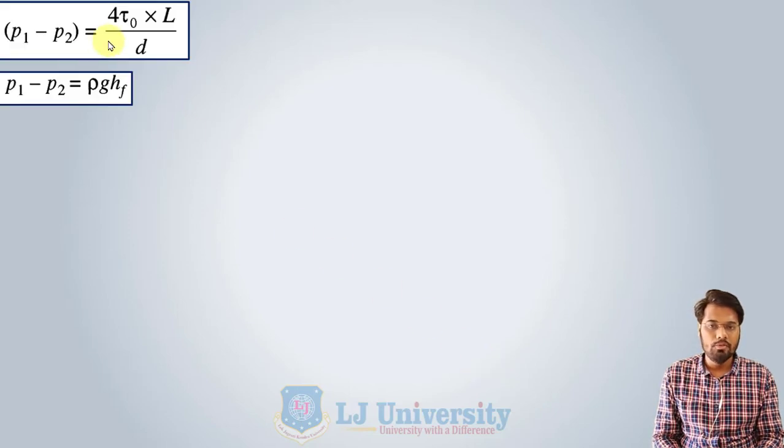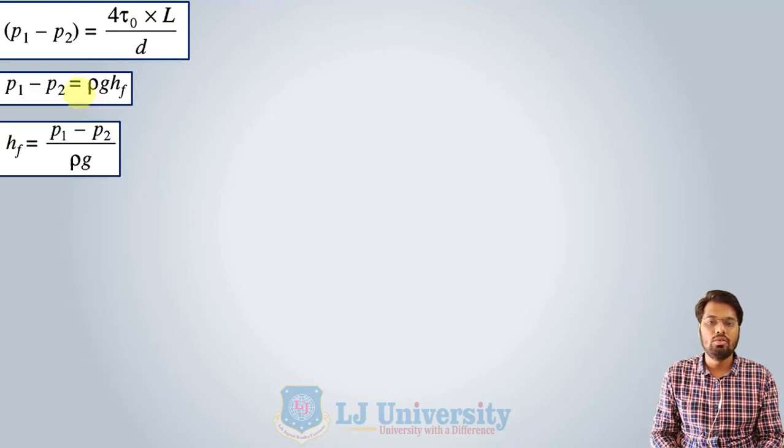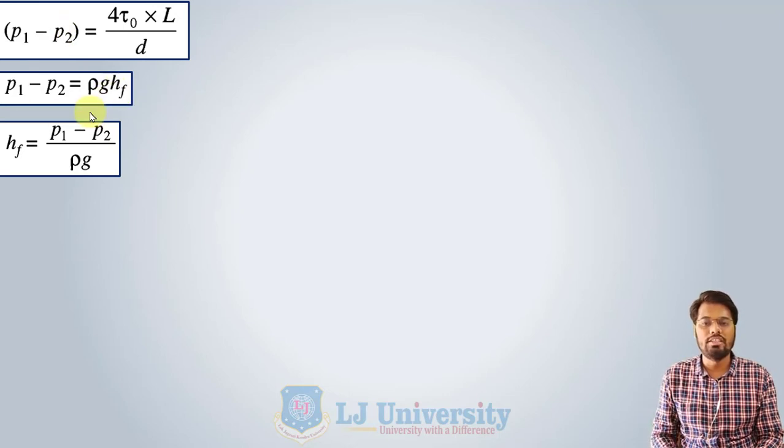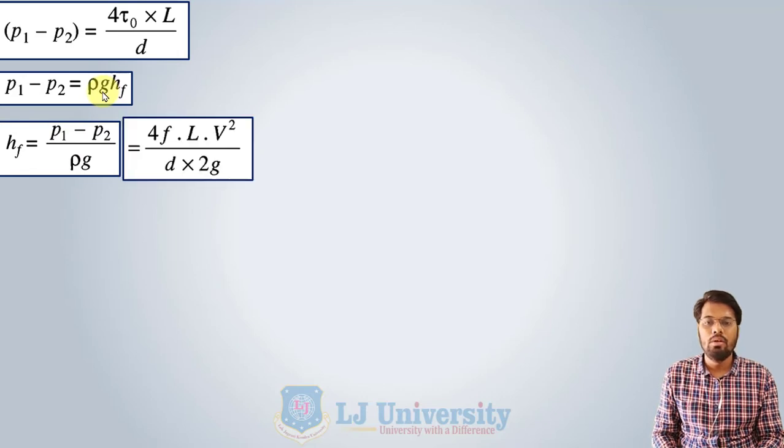Now P1 minus P2 is 4 tau L divided by d. We know that P1 minus P2 is equal to rho g hf from our previous slide. So replacing P1 minus P2 by rho g hf and simplifying in terms of hf, we get hf is equal to P1 minus P2 divided by rho g. Putting the value of P1 minus P2 as 4 tau L by d in this equation, and hf is equal to 4 f L V square divided by d into 2g from the previous slide.